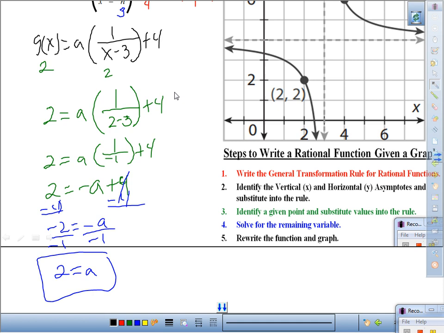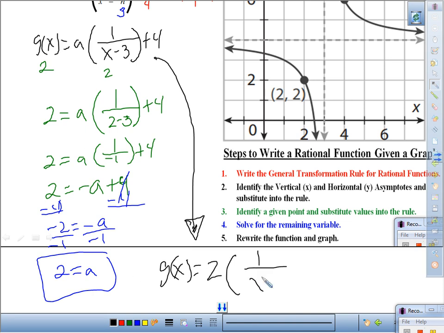So we take this function, since we already substituted the asymptotes, and we get g of x equals, instead of a, what do we write? 2 parentheses 1 over x minus 3 plus 4. Can we come to you out with these? Yeah.